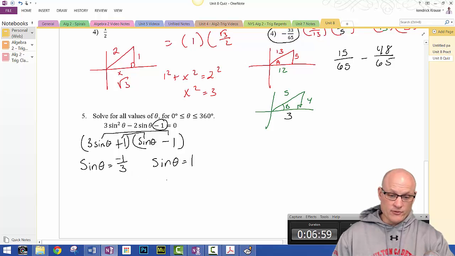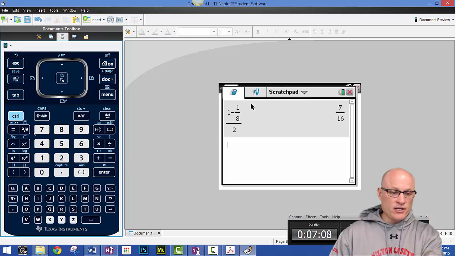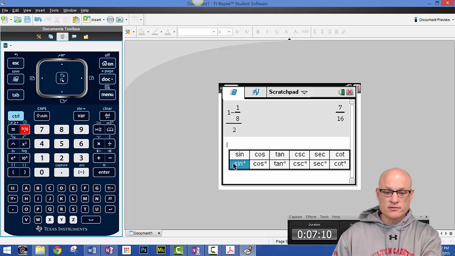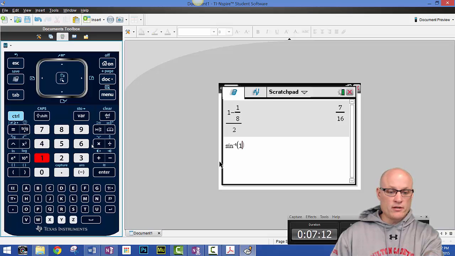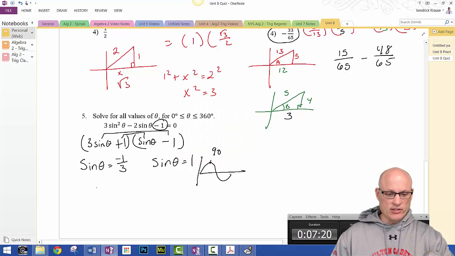All right, well, this one's easy. If I do my diagram, it's 1 at 90 degrees. There's one of my answers. Then I got to come over to my calculator and do the inverse sine of 1/3. Not negative 1/3, 1/3. And it said rounded to the nearest degree, so if I round this to the nearest degree, it's 19 degrees. So theta equals 19 degrees.